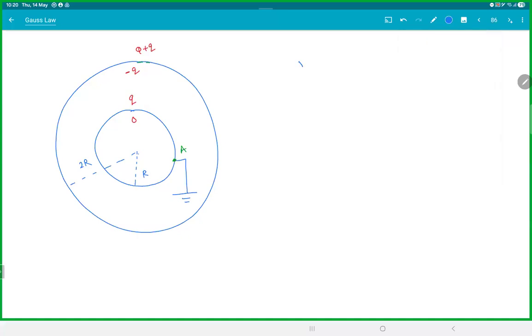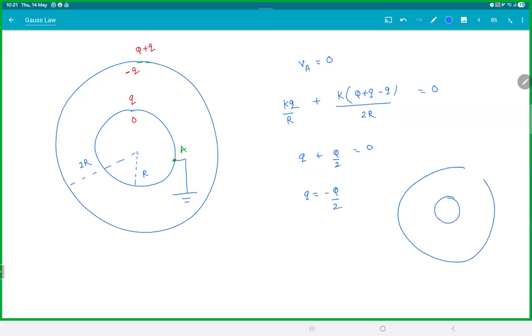potential at A is zero because it is grounded. What is the potential at A? It is due to this one, and this one. Find the potential due to all the charges. For the inner shell, A is on the surface, so KQ by R. For the outer charges, both of them are on the surface, Q plus Q minus Q, and the A is inside, which is 2R. The total charge on the outer shell and point A is inside. K and R will cancel off. This will be Q plus Q by 2 is equal to 0. Q is equal to minus Q by 2. That's your answer, everyone. That is how you do grounding cases.